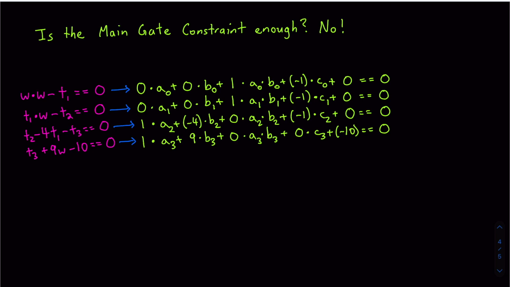For example, our first constraint was w times w minus t1 equals 0, and the second was t1 times w minus t2 equals 0.